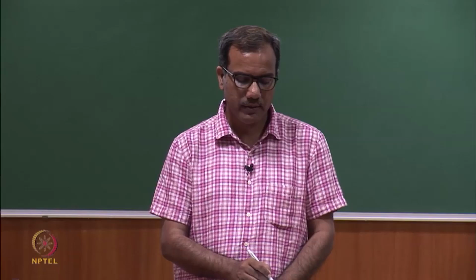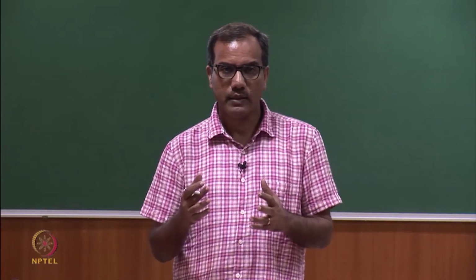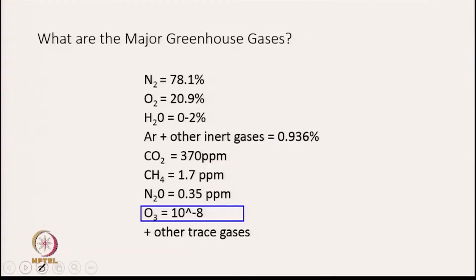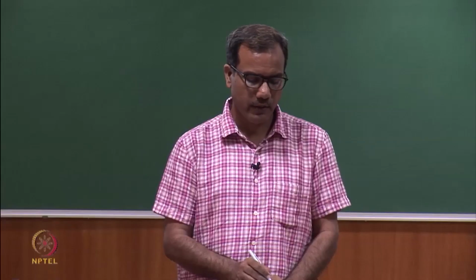Now what happens is, if you look at the amount of gases in the atmosphere, N2 and O2 constitute the major portion of the atmosphere, but they are not called greenhouse gases because N2 and O2 don't absorb IR radiation. It is the CO2 which absorbs IR radiation, and global warming is due to absorption of the IR spectrum by CO2, and that's why CO2 is called a greenhouse gas.